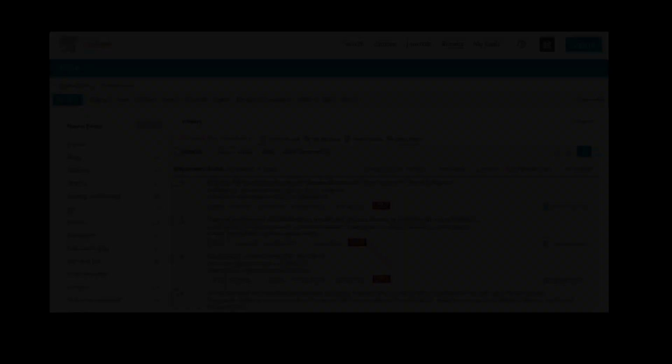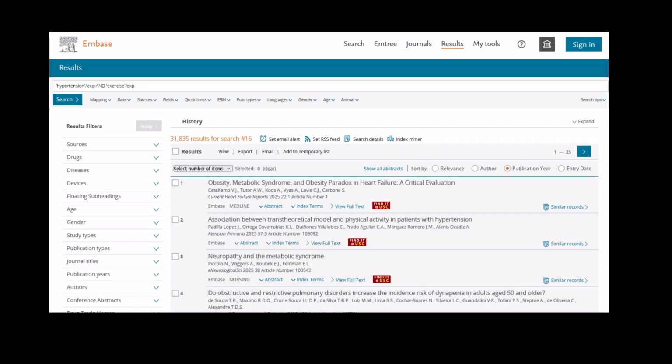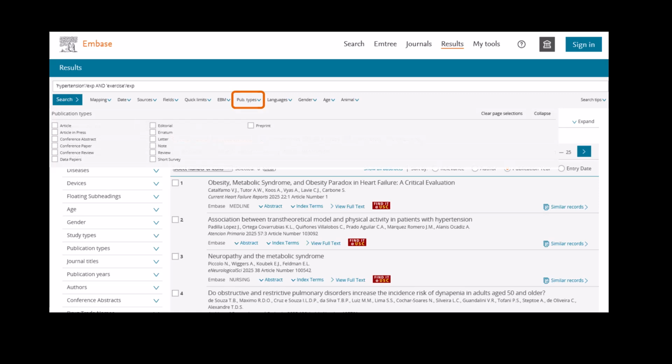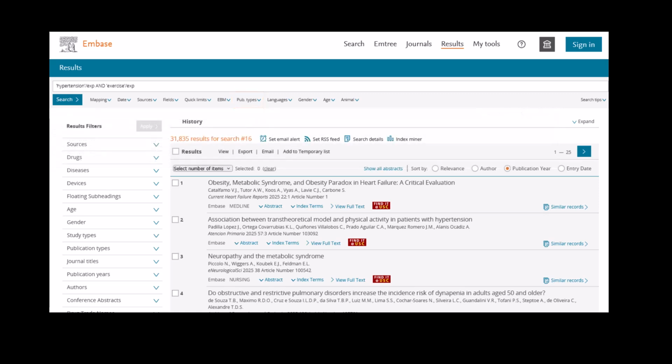One very common need when searching a publication database is limiting to article or study types. This is not very easy to do comprehensively in Embase. Along the top bar is a series of publication types. These terms are much less robust than the publication type limits found in other databases. Instead, you'll need to use the study type filter on the left side of the search results pane.